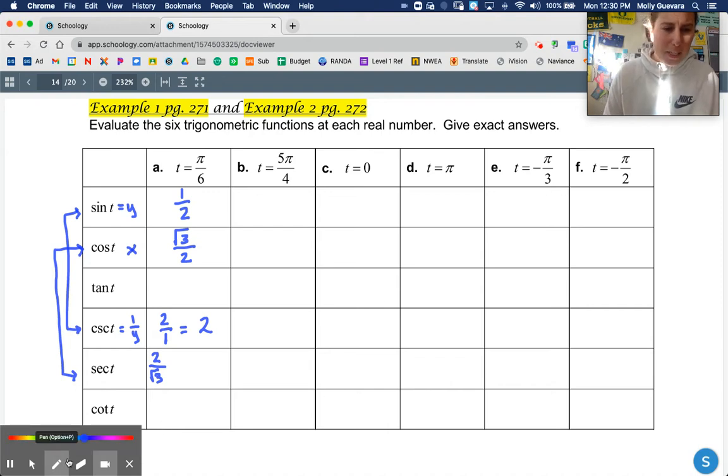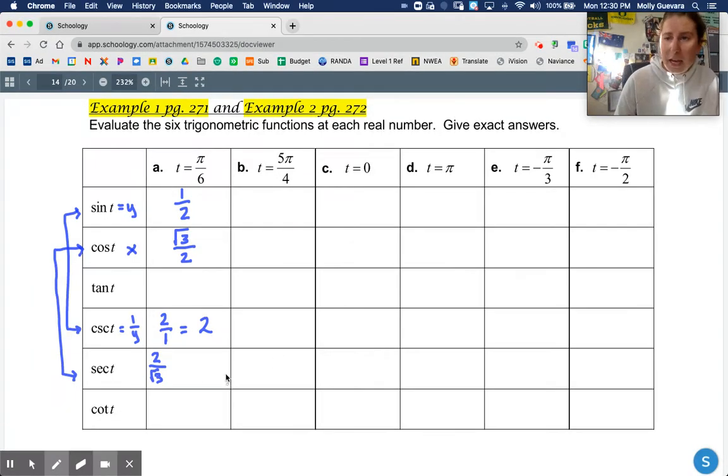Now something special happens here. I'm not allowed to have root 3 on the bottom. Can't have a square root on the bottom. So I have to do what we call rationalize the denominator, where I'm going to multiply both the top and the bottom by root 3. Root 3 over root 3 is 1, so I'm just multiplying this by 1. So it's not necessarily changing the answer. This gets me 2 times root 3 over, and then root 3 times root 3 is just 3, right? That square root cancels. So the secant of pi over 6 is 2 root 3 over 3.